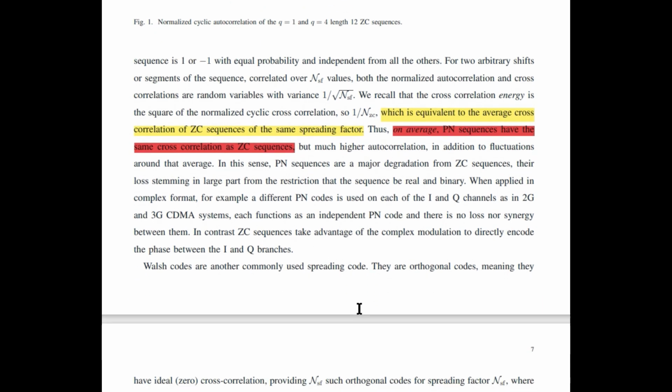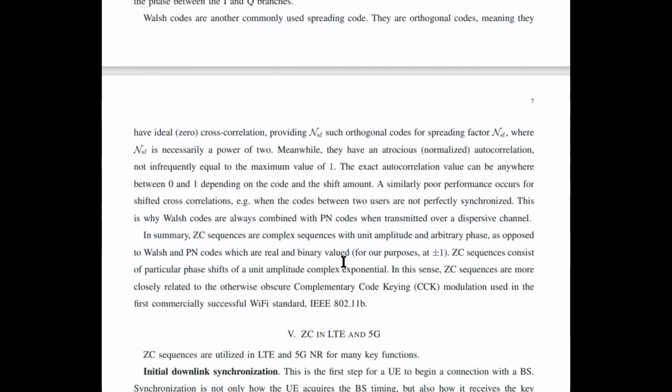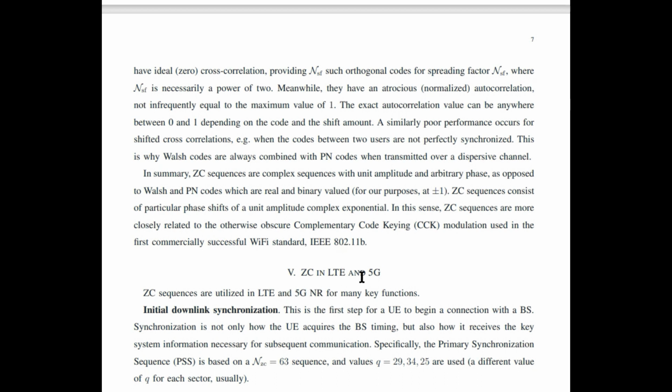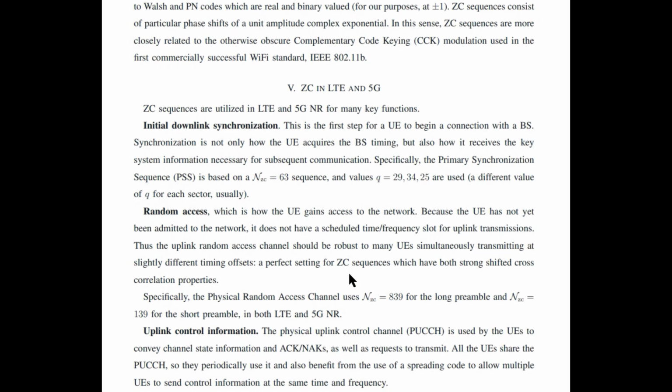So this is all about the application part written here, and also seen in LTE and 5G. So that is also used in LTE, that is 4G, and 5G. Many key functions: initial downlink synchronization, and the uplink random access method. So initial downlink synchronization is the first step for the UE to begin a connection with a base station. Synchronization is not only for how to acquire the base station timing, but also how to receive the key system information necessary for the subsequent communication.